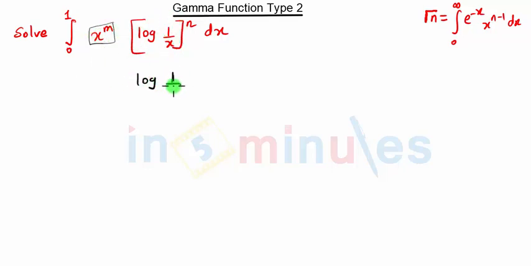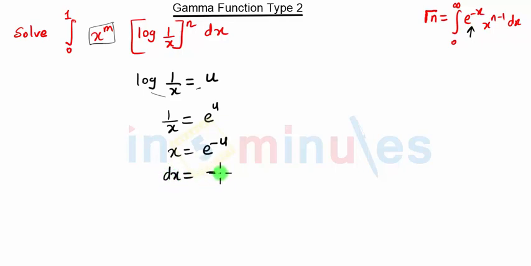So we put log of 1 by x equal to some other variable u. Then I am taking exponent on this side. So 1 by x will become e raised to u. Then our x will become e raised to minus u. So if you can see, this x will be replaced by e raised to minus u, which matches with this term. Now we take the derivative, so dx is minus e raised to minus u du.